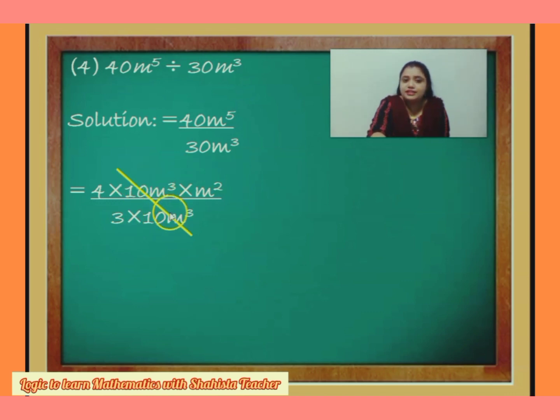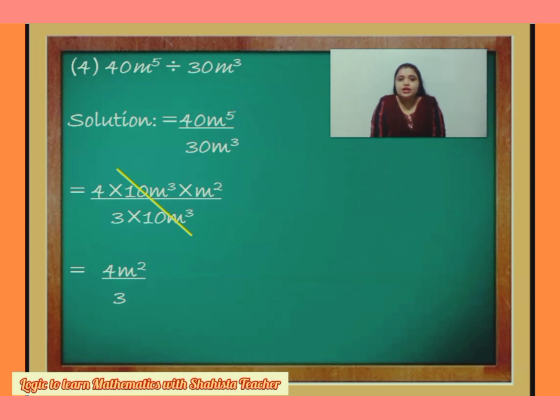Okay. After cancelling this 10m cube we get denominator 3. And 4 multiplied by m square is 4m square. So numerator is 4m square and denominator is 3. So 4m square upon 3 is the quotient and remainder is 0.